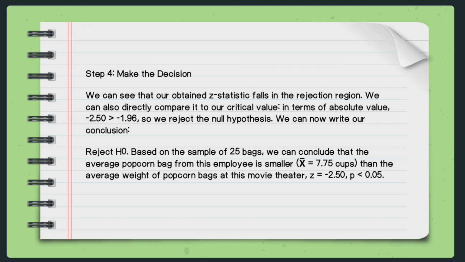We can now write our conclusion na reject null hypothesis based on the sample of 25 bags. We can conclude that the average popcorn bag from this employee is smaller, which have the means of 7.75 cups, than the average weight of popcorn bags at this movie theater, which is the z equal to negative 2.50. So the probability is less than 0.05.